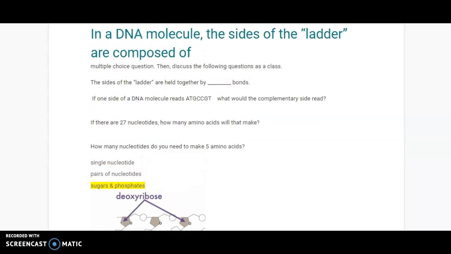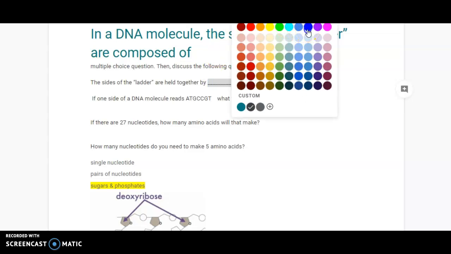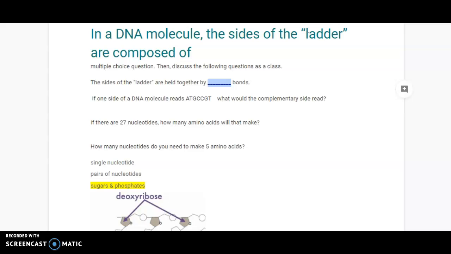And then it says, when we were just looking at this, the sides of the ladder are held together by, well, between this sugar and this phosphate and this sugar and this phosphate and this sugar and this phosphate, those are covalent bonds. So covalent will go in that blank. Those are the stronger bonds. They're sharing of electrons. It is covalent bonds.